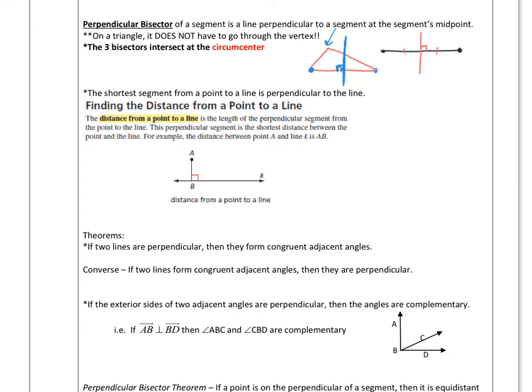And then we've got a couple theorems here. If two lines are perpendicular, then they form congruent adjacent angles. And if two lines form congruent adjacent angles, then we know they are perpendicular. Let me draw this out for you right here. Perpendicular, right? So this angle is congruent and adjacent to that angle right there. So angle 1 and angle 2 are congruent and adjacent. And the converse is true as well.